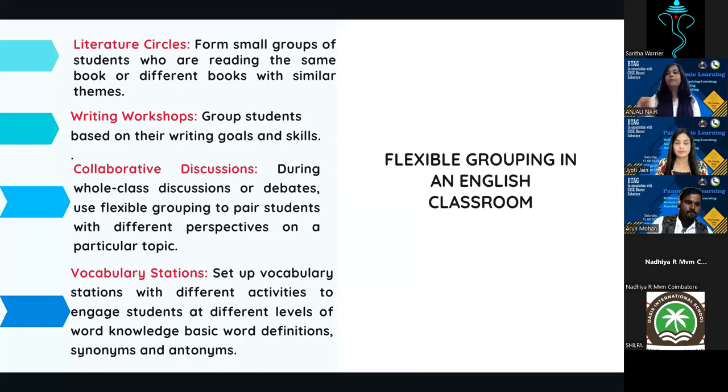Then you can have vocabulary stations in your classroom, like different activities in different stations. Some activities will be based on synonyms, antonyms. Some activity may be based on some other part of vocabulary. So you can have vocabulary stations in your classroom. This way, students get a chance to interact with other students in the classroom. So flexible grouping is the most important part of differentiation.